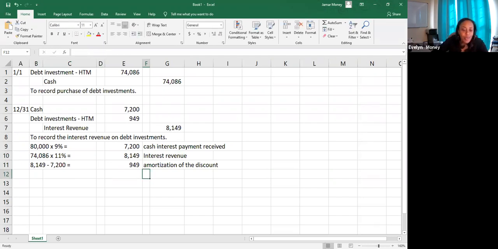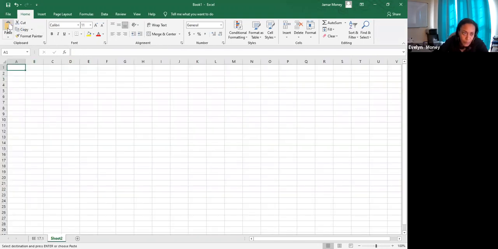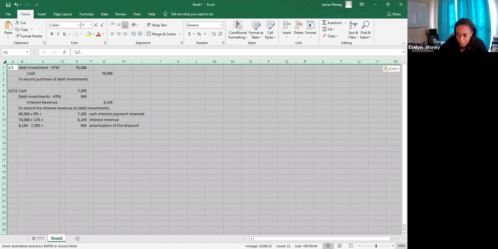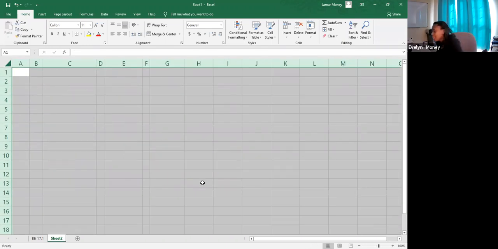All right, let's look at another one. Let me label this brief exercise 17.1. Now let's look at another one. I'm gonna copy and paste really quickly, so I can get my same formatting. And I'll delete all that stuff. The next one is brief exercise 17-2. And for this one, we need to use the information from 17-1. Oh, I shouldn't have deleted it.